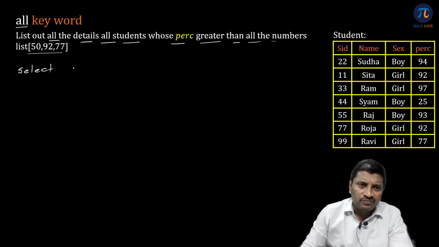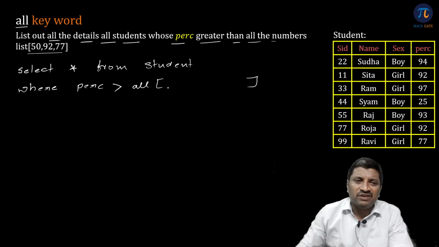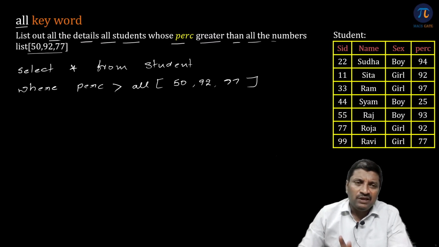Select, I need all the details, star from student, where percentage greater than all of the numbers. All of the numbers: 50, 90, 50, 92, 77. Right, sir?